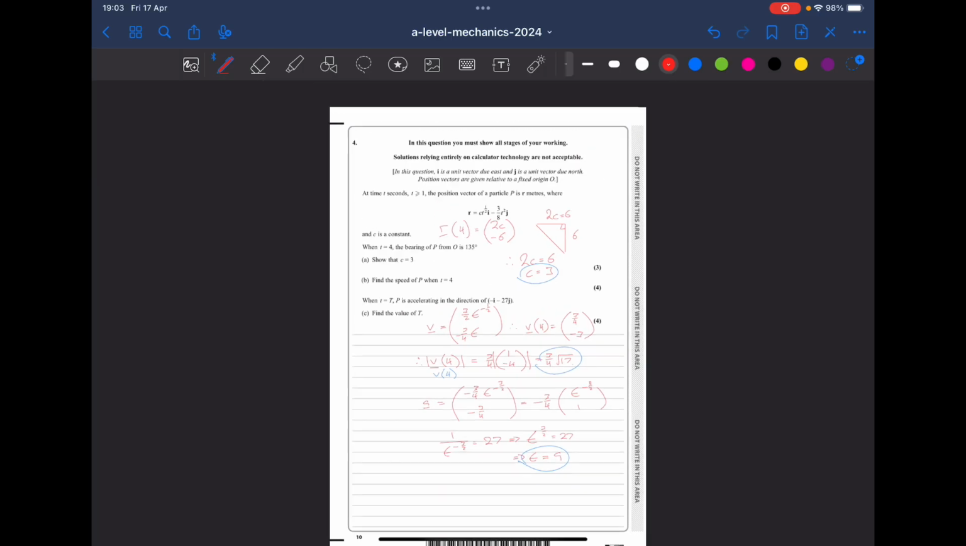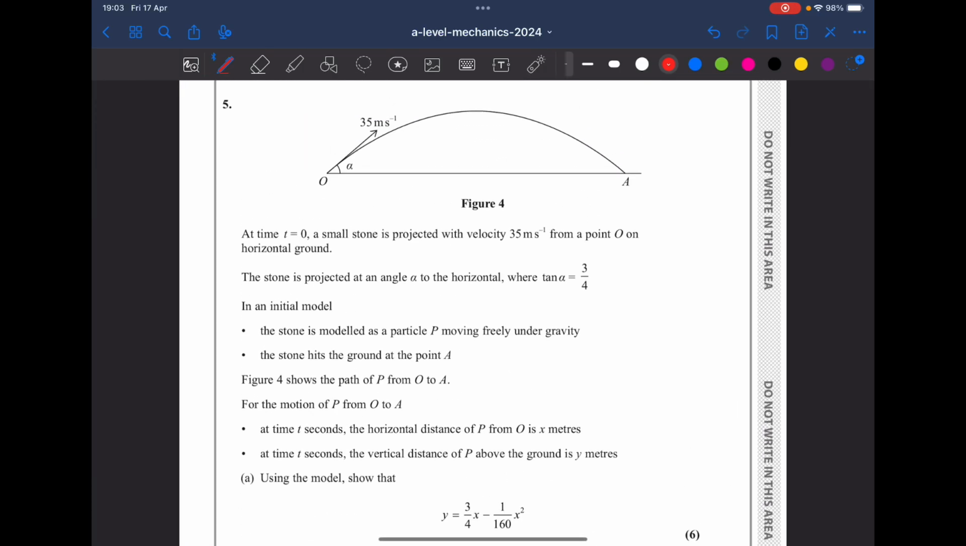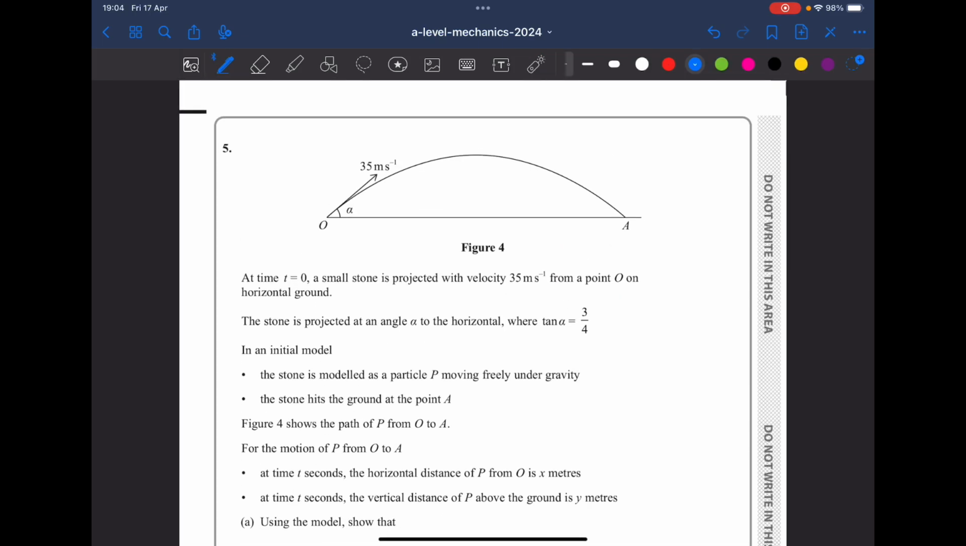So we'll continue going on to number 5. We have some projectile stuff. Again, first thing I've spotted, we've got angles. So we know that sine alpha is 3 over 5. Cos alpha is 4 over 5. Leave that over there.